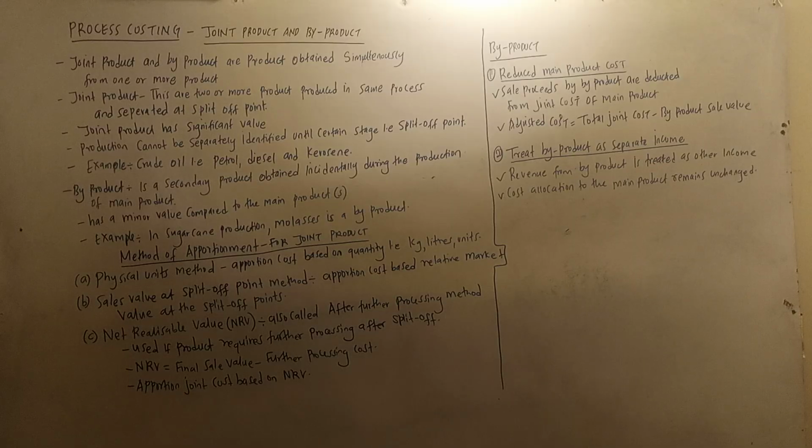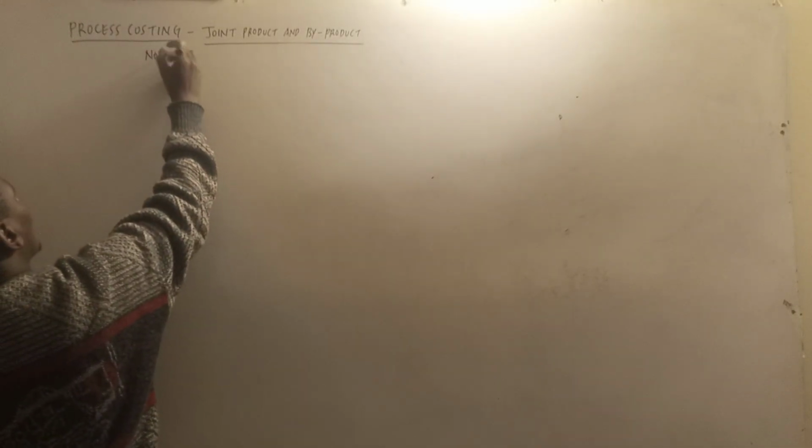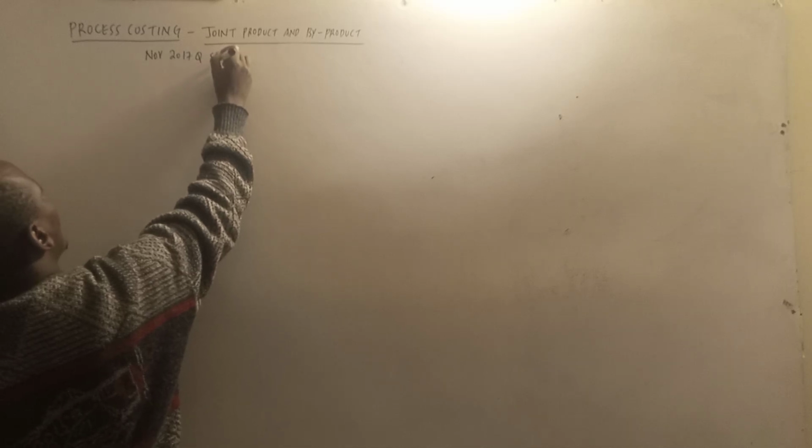So November 2017, 5B. Let us start with the process 1 account, and also process 2.